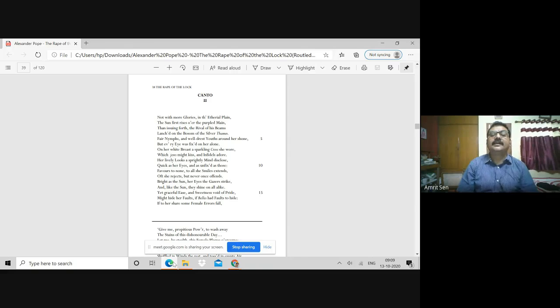Lock. Then, "issuing forth, the rival of his beams." Once again, you see how Belinda is always seen as the rival of the sun, almost comparable with the sun in the dazzling beauty that she possesses, "launched on the bosom of the silver Thames." So once again, purple, the main, silver Thames. Notice the colors that Pope uses, the shimmering waters of the Thames. Now, Belinda will, of course, be traveling from the outskirts of London, the other side of London where the Catholics lived, to court.